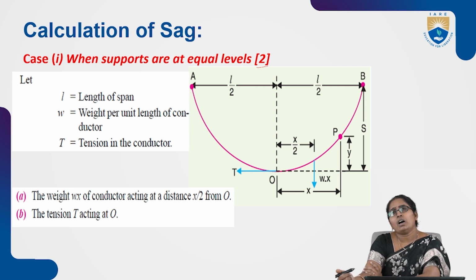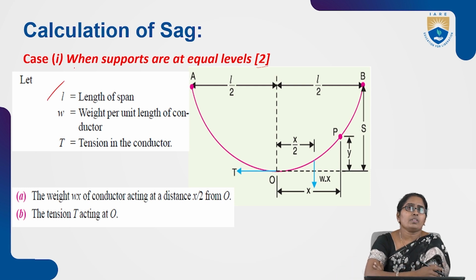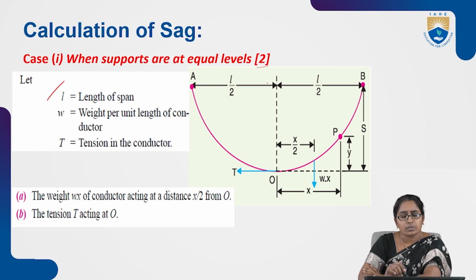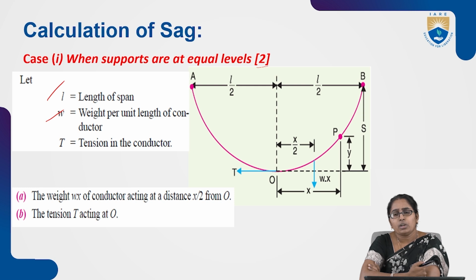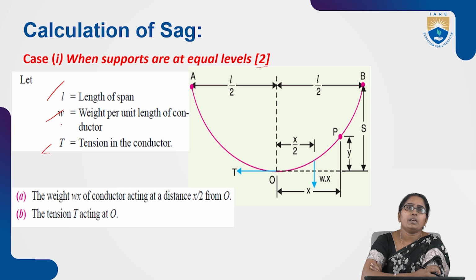So here, see how they calculated the sag. Initially they define small l as the length of the span, the distance between the two electric poles, and small w as the weight per unit length of the conductor, and capital T as the tension in the conductor. So initially these parameters are defined.